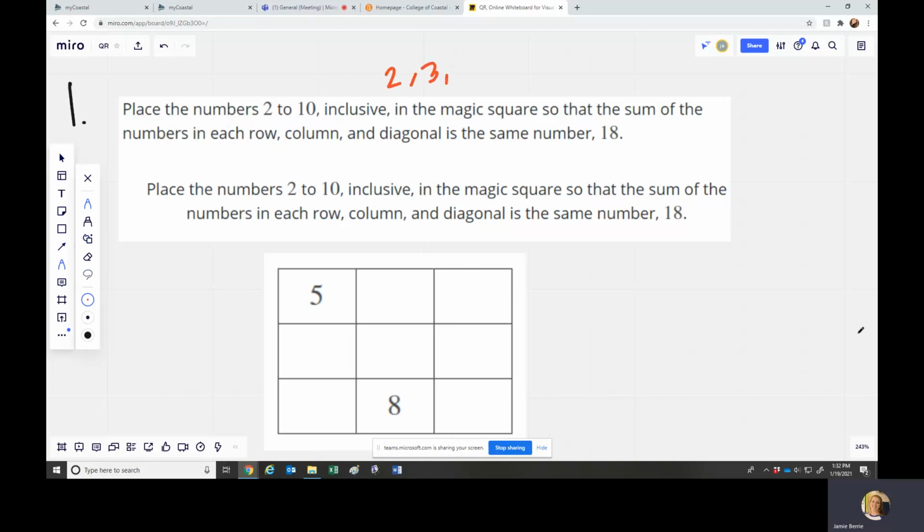Let's write them off: 2, 3, 4, 5, 6, 7, 8, 9, and 10. To place each of these numbers in these little squares, you can only use each number one time.